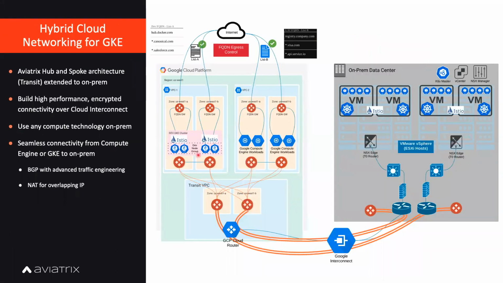Okay, so what about extending this to the on-prem? Again, it's very easy and simple with this architecture. You have this transit VPC here, and now you can use Google Interconnect or a simple IPsec tunnel over the public internet to connect to the on-prem.